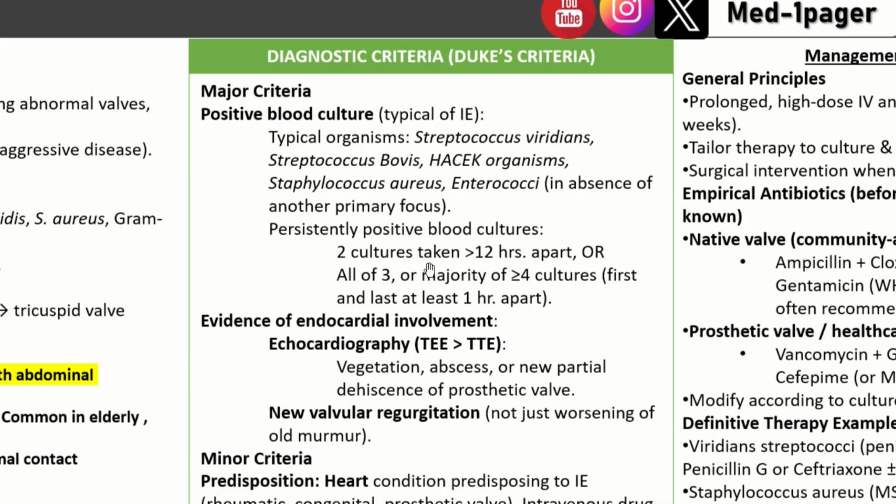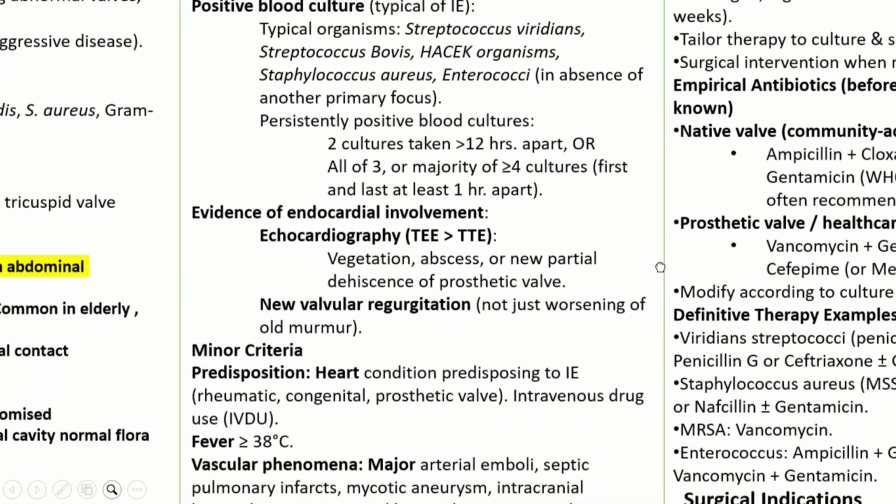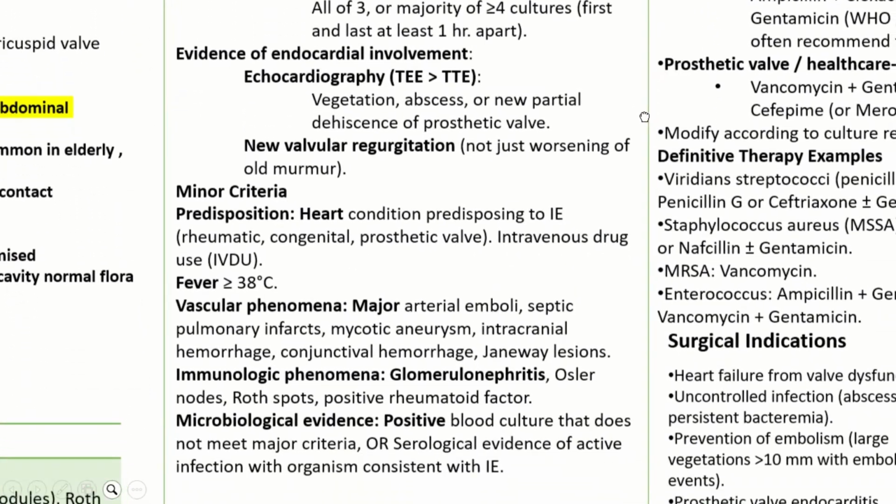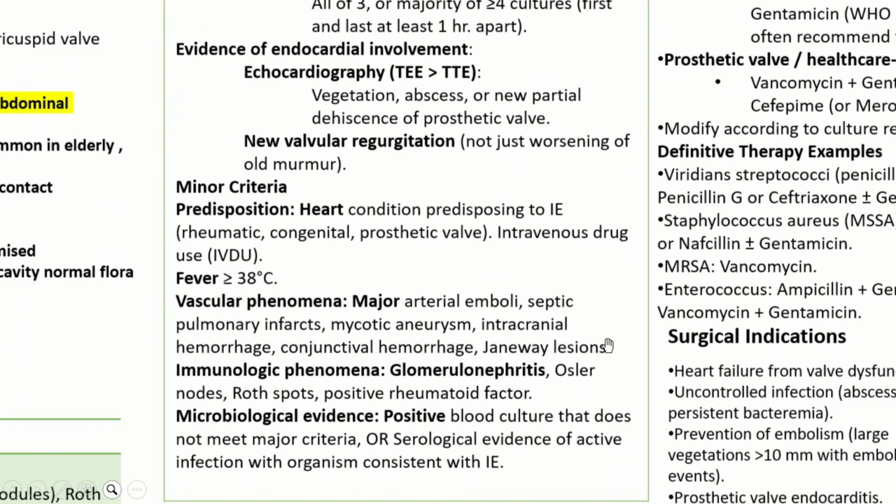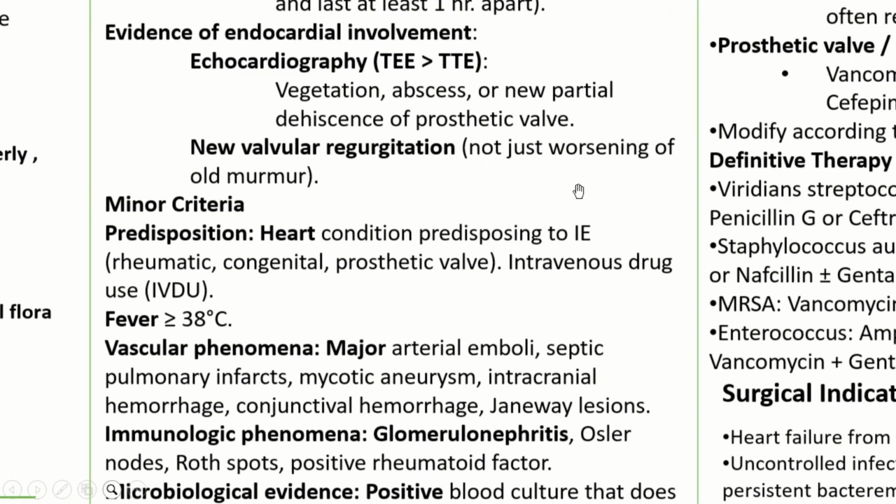And so if you have 2 cultures that are taken more than 12 hours apart, and they are persistently having organisms in them, then we shall say maybe this is infective endocarditis. Or if you have all of the 3 cultures taken, or the majority of the cultures taken that are 1 hour apart, then we can say we have a positive blood culture. We have met one of the major criteria.